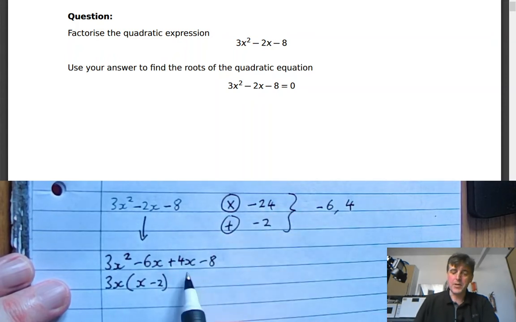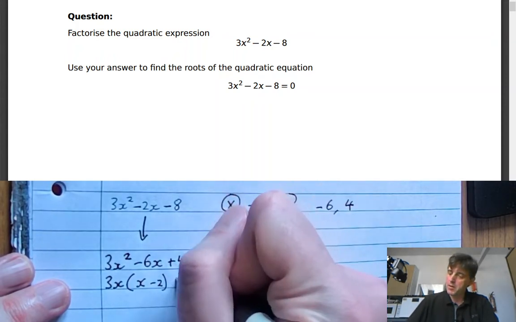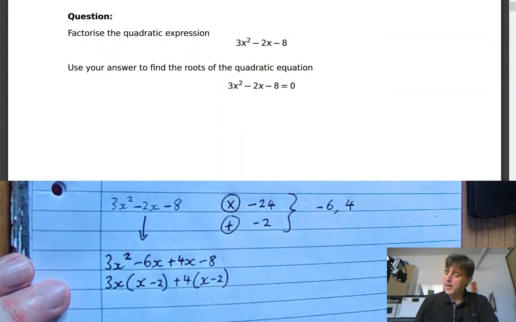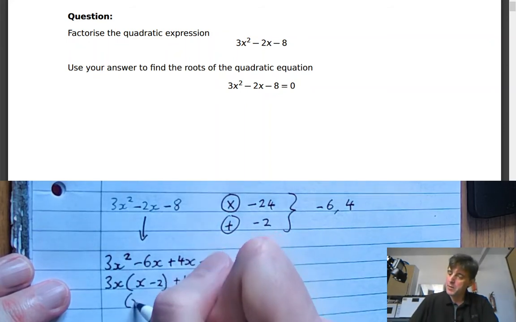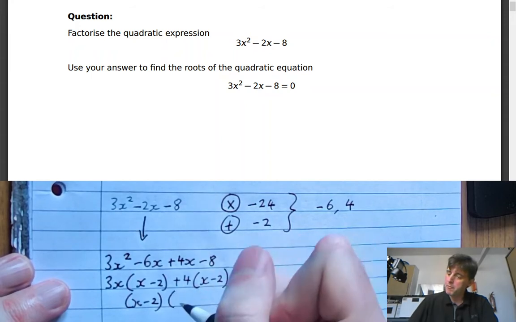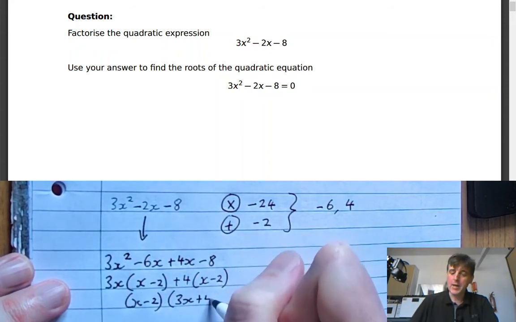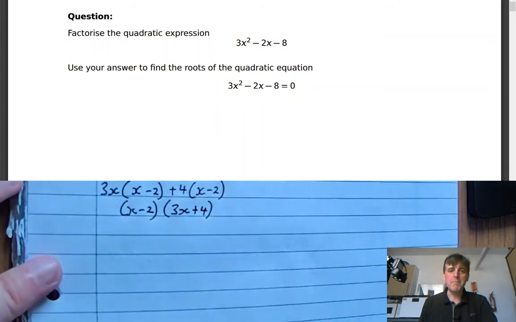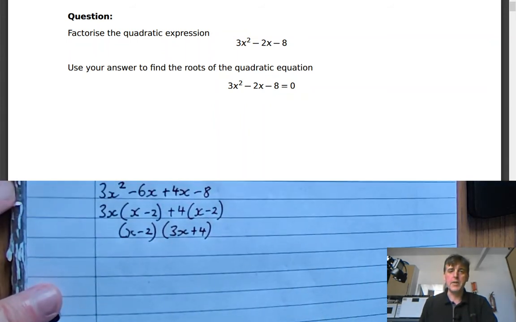And then I can do the same thing with the last two terms, which I think become this. And then finally, I can see x minus 2 is a factor of both of these terms. So we can take x minus 2 out as a factor, and then I'm going to end up with 3x plus 4 as the other factor. So there we factorized it. Let me just bring that back down so we can see that a bit more clearly.